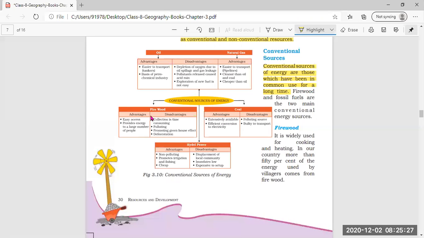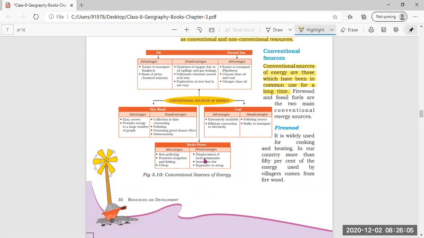Now about the coal. This was the advantage and disadvantage of firewood. Now coal advantages: extensively available. It is available. Then efficient conversion to electricity. Now it can be easily converted to electricity formation. Then disadvantages: polluting source, and then bulky to transport. It is very bulky, large in size, to transport from one place to another. Then hydel power advantage is it is non-polluting, it promotes irrigation and fishing, and it is very cheap.